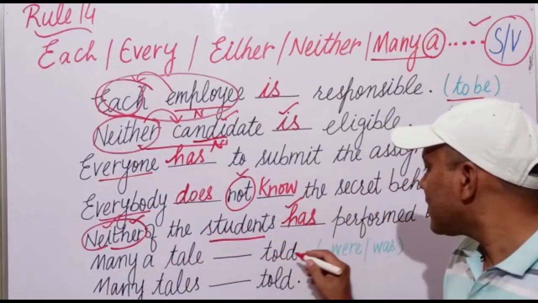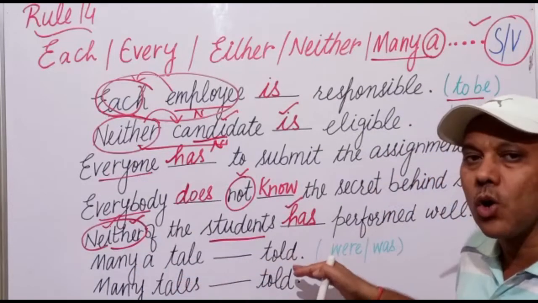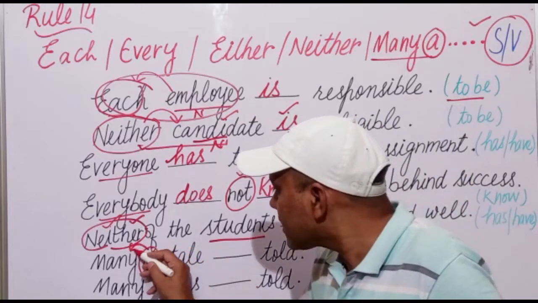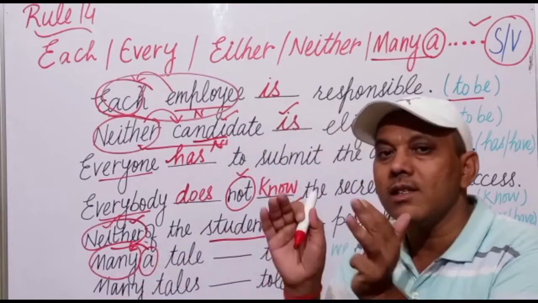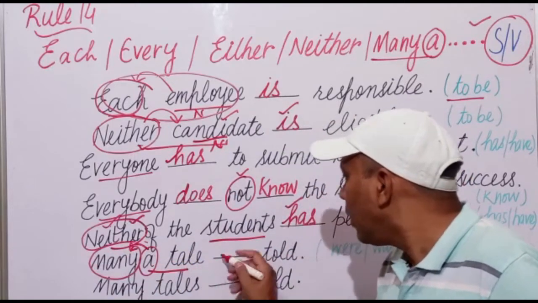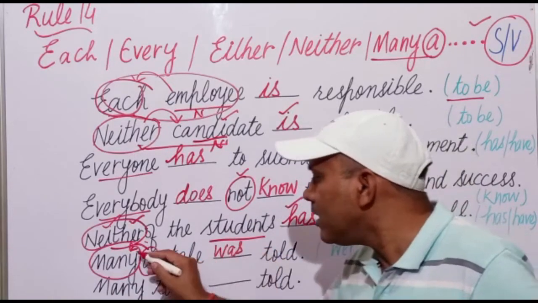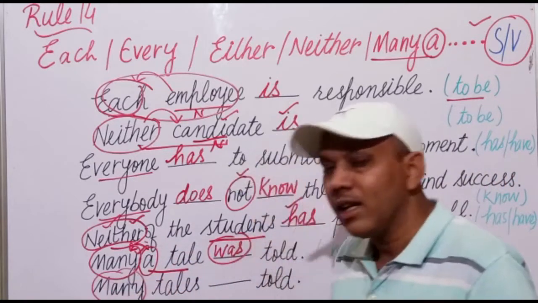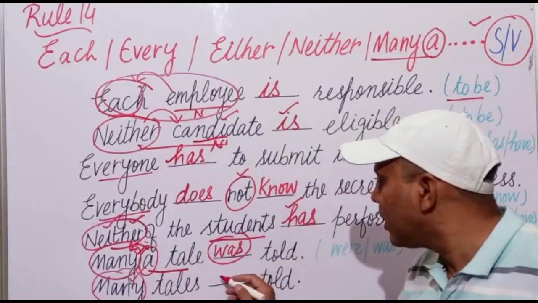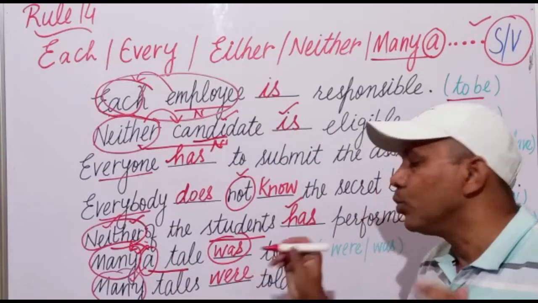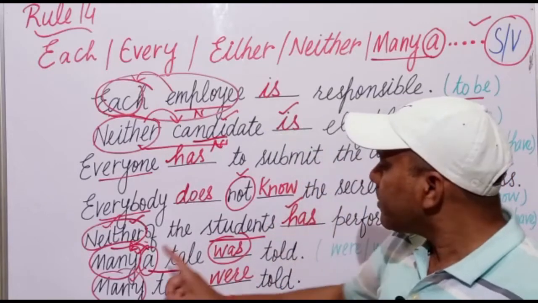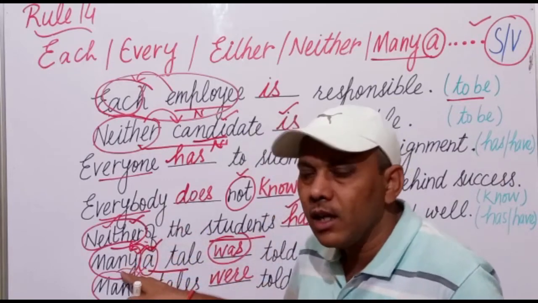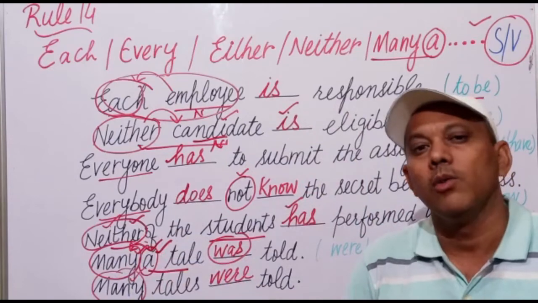Many a tale dash told or many tales dash told. Here this determiner a makes this word many a a singular subject. Many a tale was told. Many a will take a singular verb, while only many as an adjective, many tales were told, will take a plural verb. So keep this in mind that when a noun is preceded by many a, it will always take a singular verb.